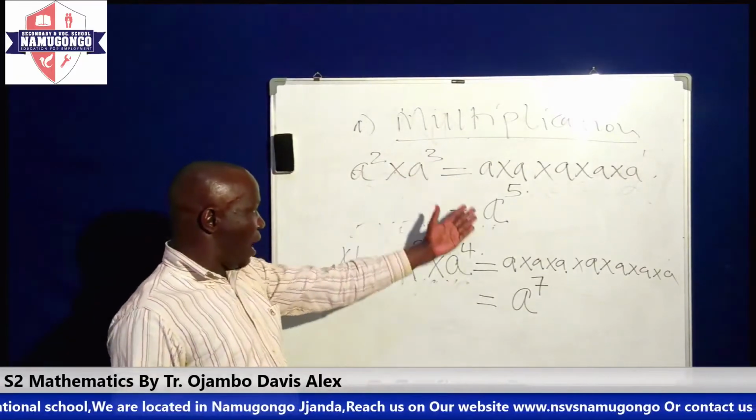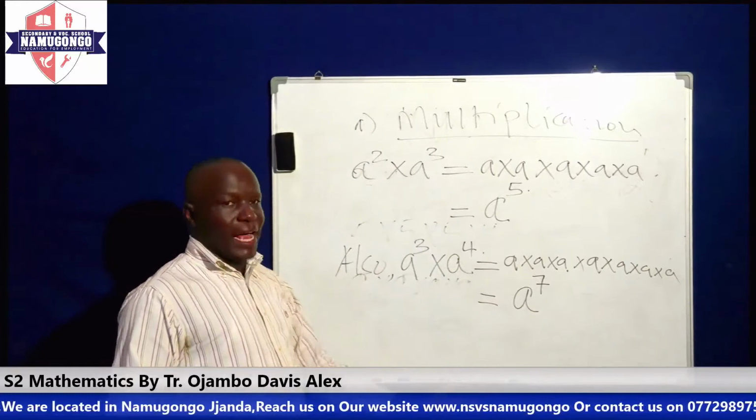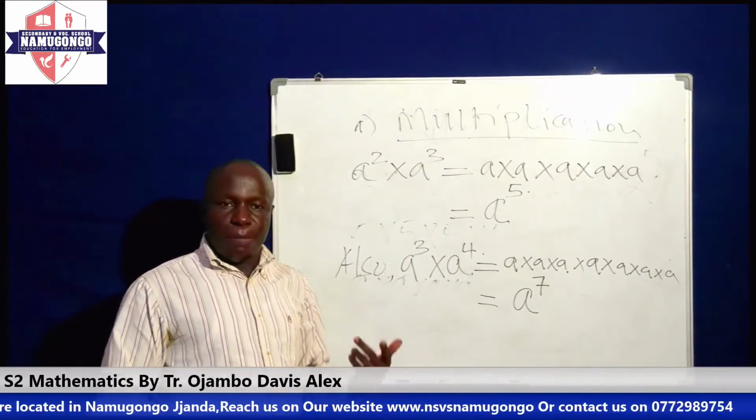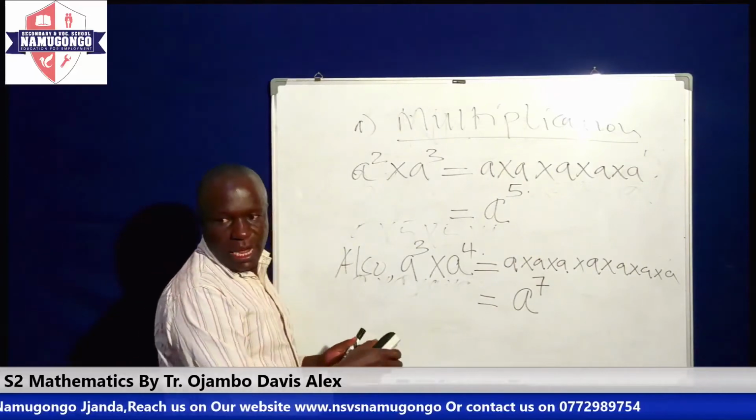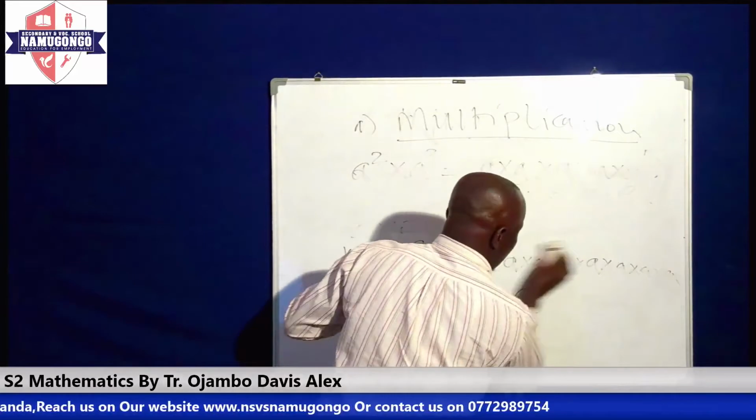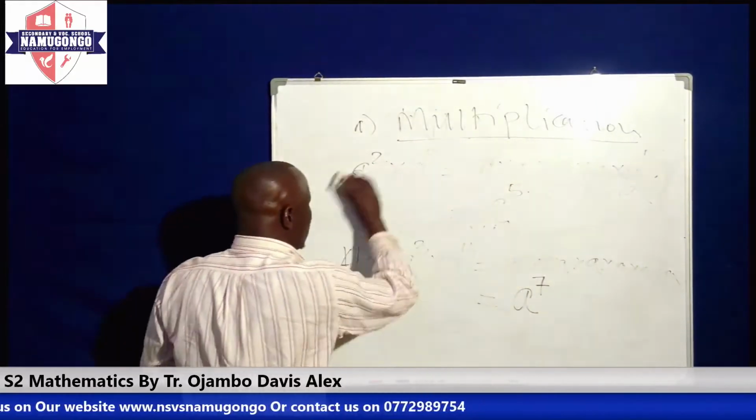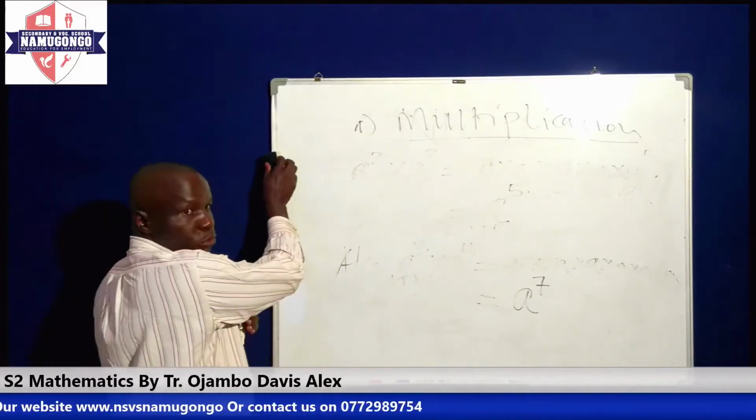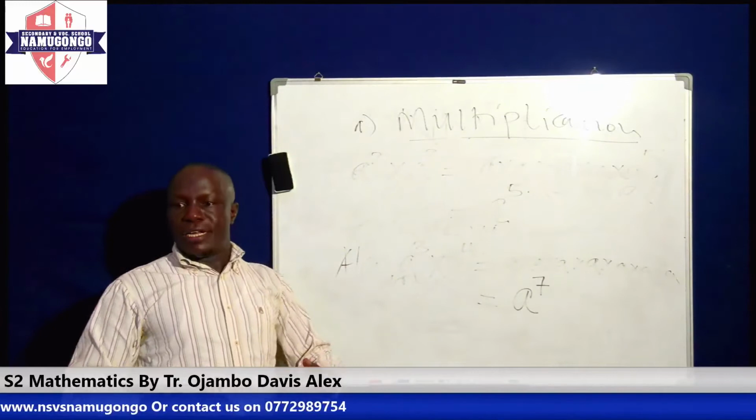Now from here, there is something that we can observe: when we are multiplying numbers with the same base, what happens to the powers? That will take us to our first law of indices. When you are multiplying numbers with the same base, what you simply do is add the powers.